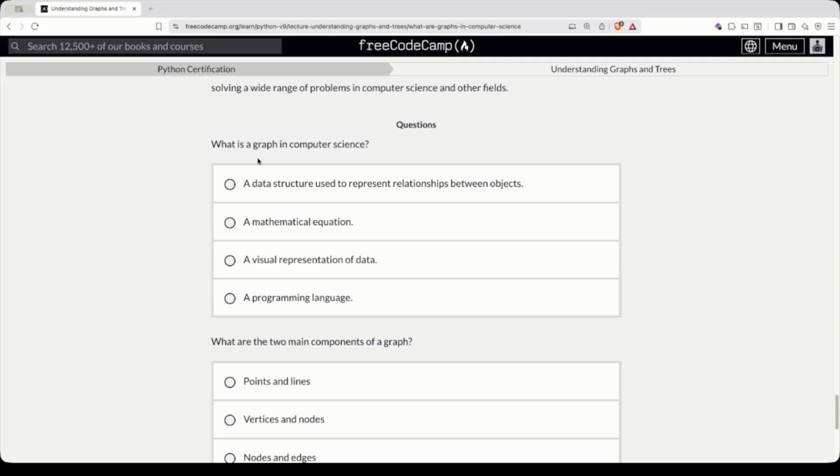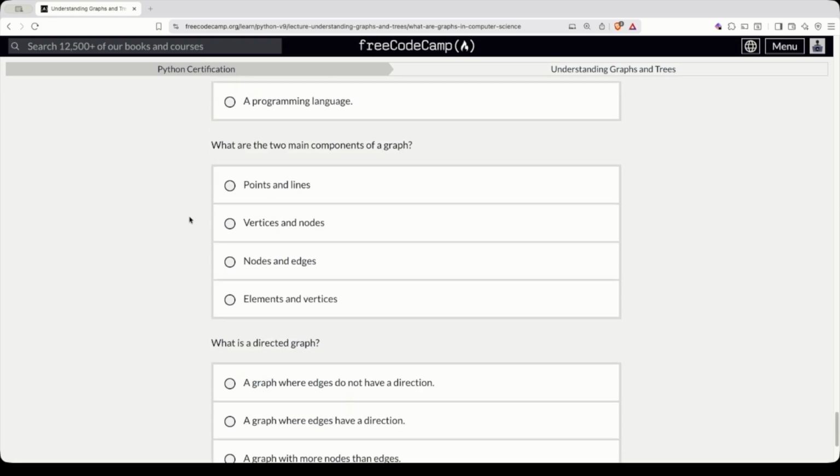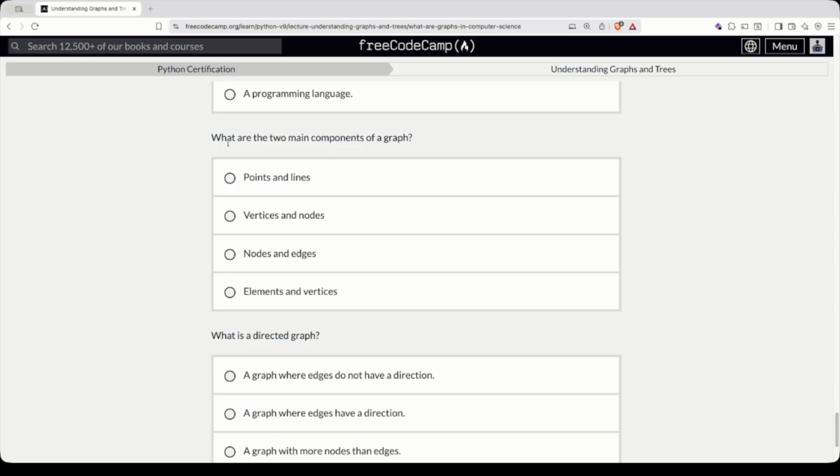What is a graph in computer science? A data structure used to represent relationships between objects? Nope. A mathematical equation? Nope. A visual representation of data? I think so. A programming language? Definitely not. Actually, it's probably A, or the first one here. Two main components of a graph are points and lines, vertices and nodes, and edges. That's correct, and elements and vertices.